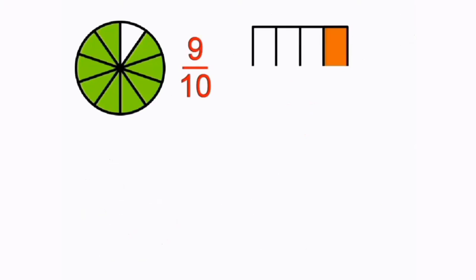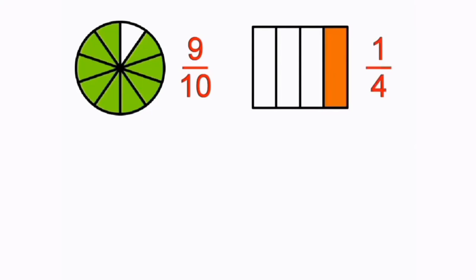Another example, kung meron tayong bilog at hinati ito sa 10 at may shade yung 9, ang name niya ay 9/10. Ganon din dito sa ating rectangle, kung siya ay hinati into 4 parts at ang may shade lang ay yung isang parte, ang name natin sa kanya ay 1/4. Isa lang ang may shade dun sa 4 na hati ng isang buo.